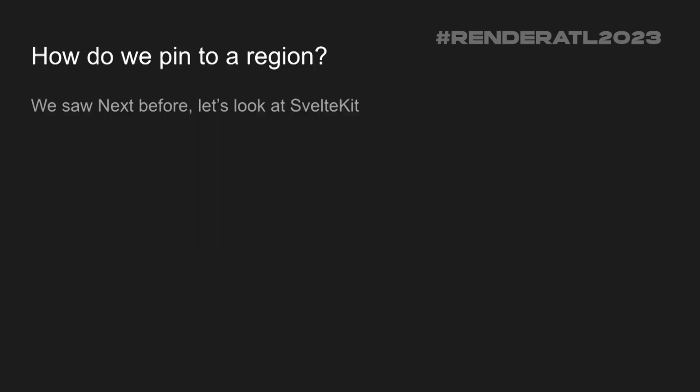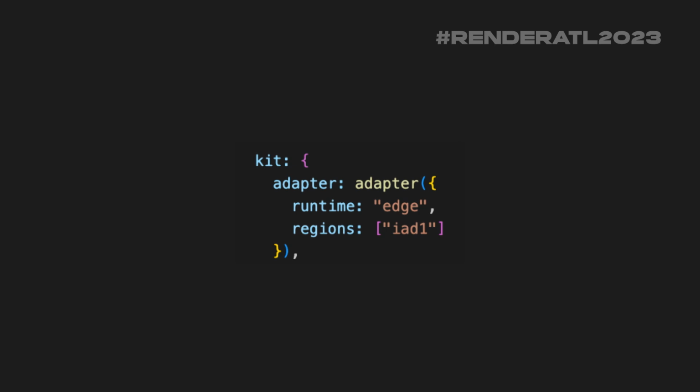So how do we pin our edge worker to a specific region? I showed you some Next.js code before. I will show you some SvelteKit code now. Pretty simple. You specify the runtime, and now there's another entry if you want to specify the region. It turns out that in Vercel's mind, US East 1 is called IAD1. I don't know why they did that, but they did. So if you want to pin to US East 1, that's what it looks like.